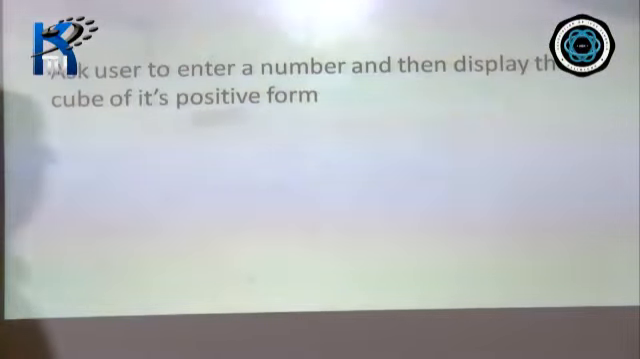So we have got a program here which asks the user to enter a number and then display the cube of its positive form. Okay, the user can enter a negative number or a positive number, but when we calculate, we will calculate the positive cube of it. We will multiply with the positive number. If the user has given a negative value, we will change it to positive and then find the cube. In case the user gives a positive value, then we directly find the cube of that number.